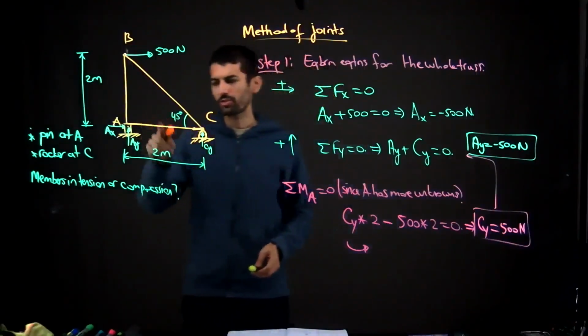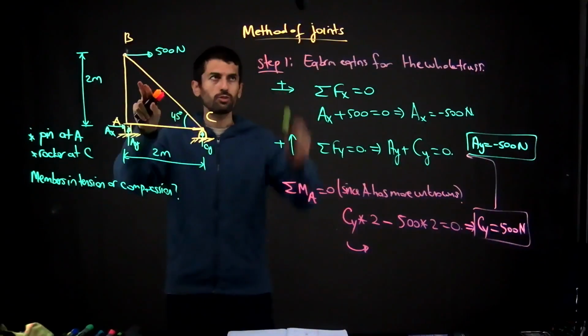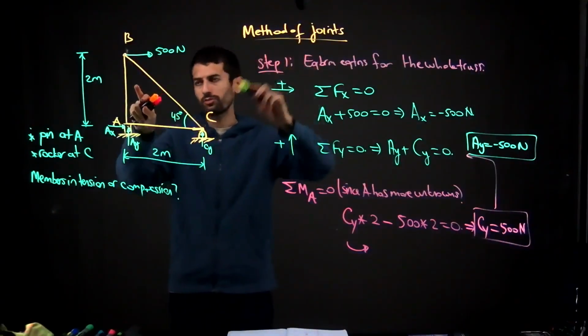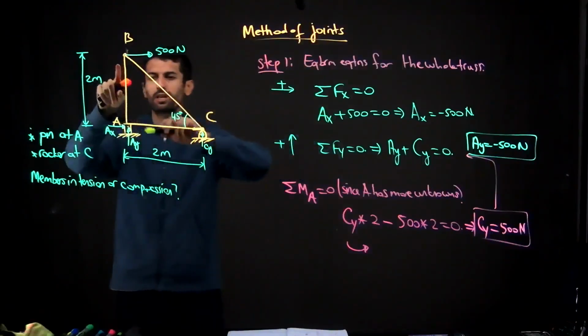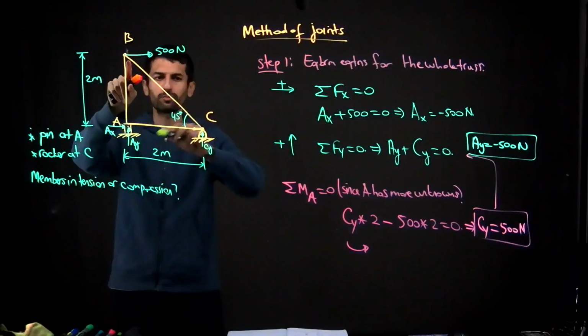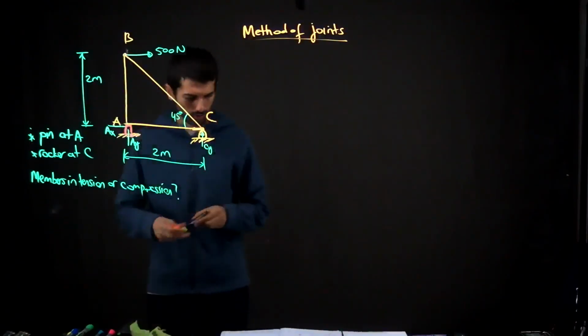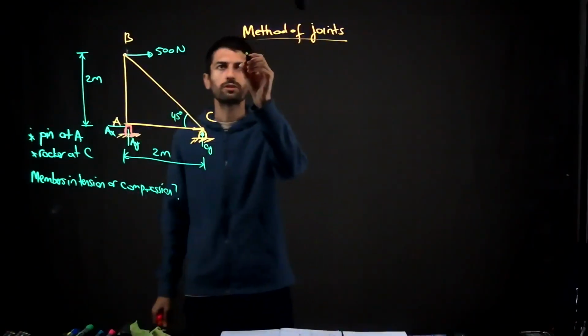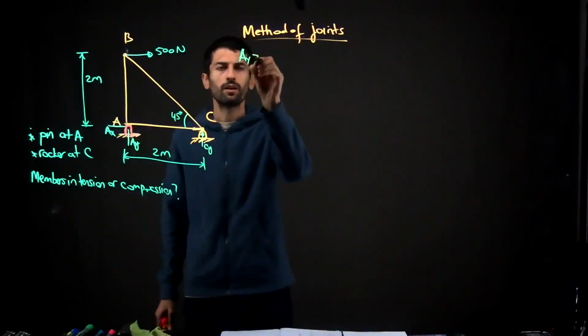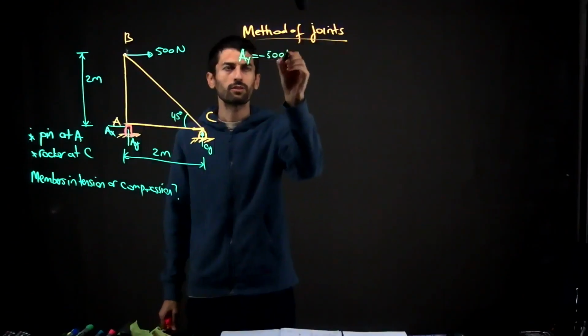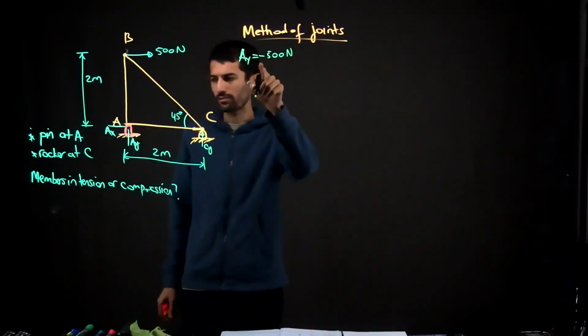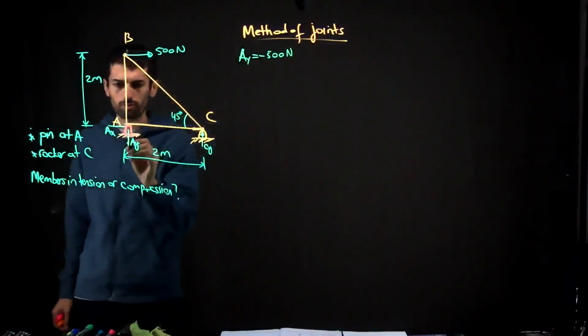And then it is time now to use the method of joints and to find the unknowns at joint A, joint B, and then joint C. Okay, so let's do that. So we have found that AY is negative 500 newtons. So since it is negative 500 newtons, I will just put this one this way.